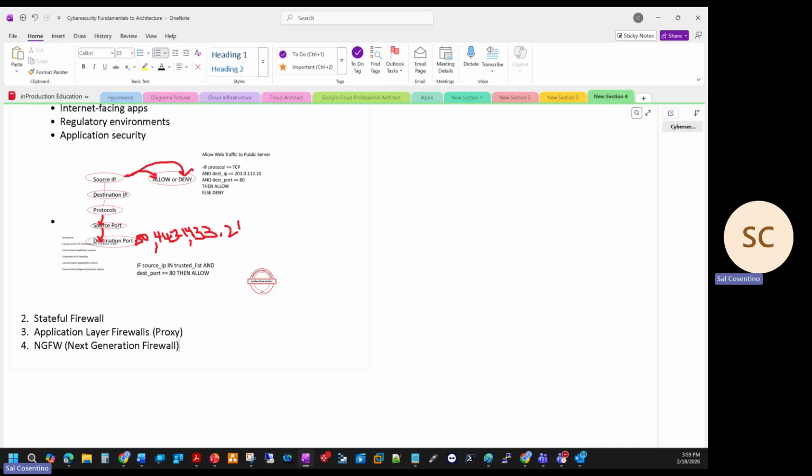So let's go down to the architecture. In this scenario, I'm going to draw the four different architectures, and I'm going to quickly explain how these four different types of firewall deployment architectures work.